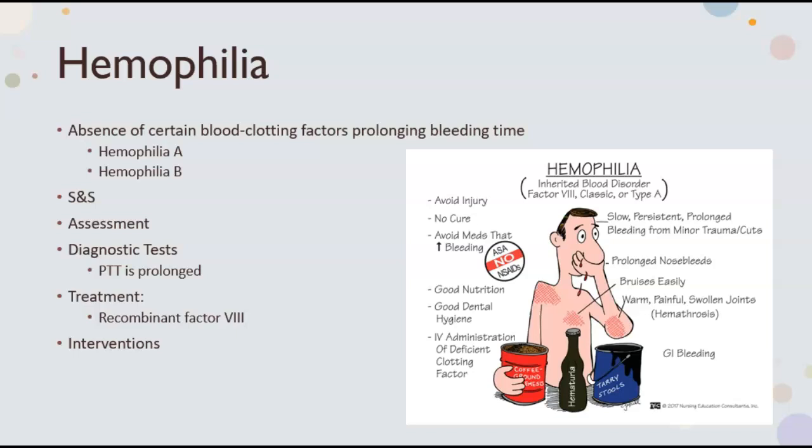Interventions are going to be controlling hemorrhages by applying pressure and cold to the site. Pain management. Do not give hemophilia patients aspirin, and also educate them on not taking aspirin or NSAIDs. Monitor your eyes and nose, avoid injury, use a soft toothbrush, and gentle movement of the joints, because remember you have that bleeding in the joints with hemophilia.